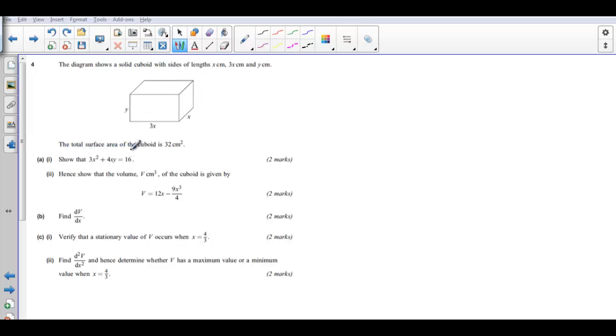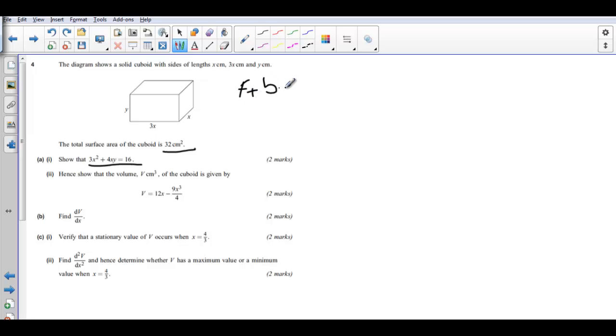The total surface area of the cuboid is 32, so there's fact number 1 that we're told. We've got to show that 3x squared plus 4xy equals 16. Where on earth does this come from? Surely it must come from this fact here, probably. So how do we work out the total surface area?